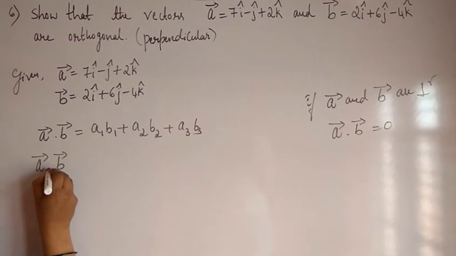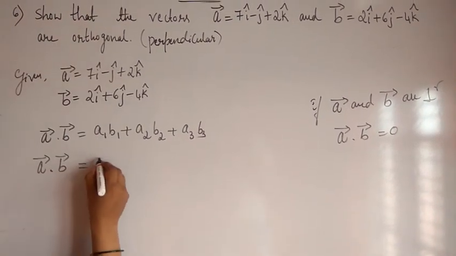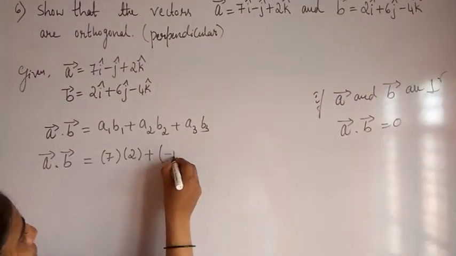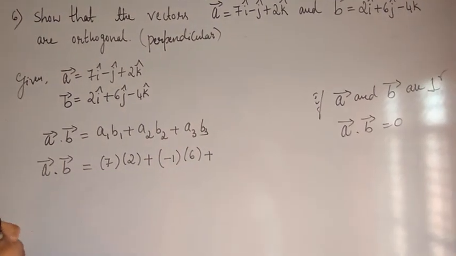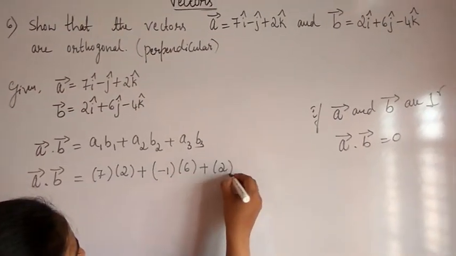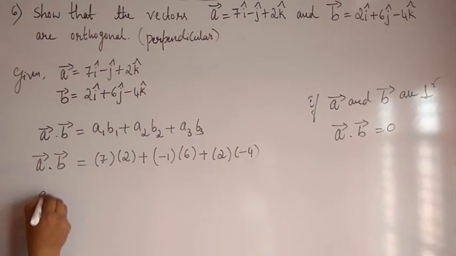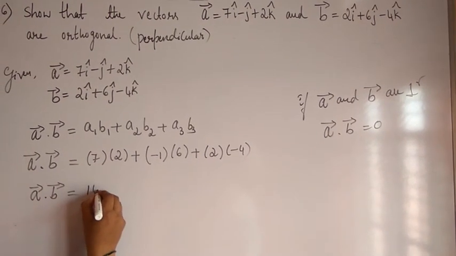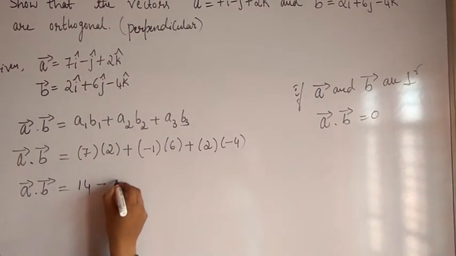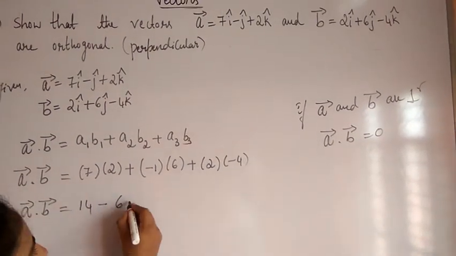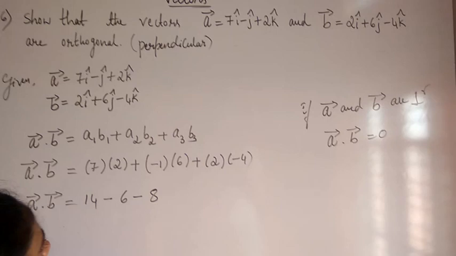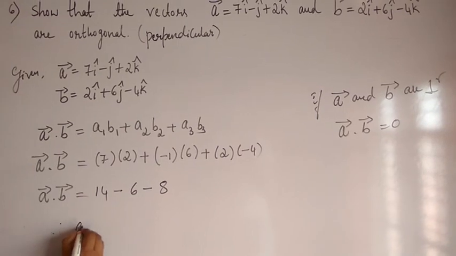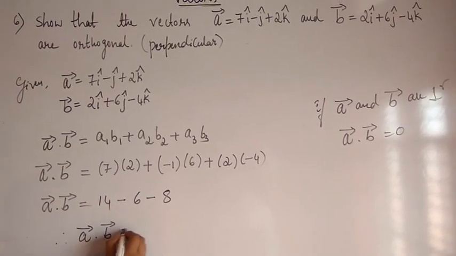Vector A dot vector B equals A1 into B1, 7 into 2, plus A2 into B2, minus 1 into 6, plus A3 into B3, 2 into minus 4. So vector A dot vector B equals 7 into 2 is 14, plus minus 1 into 6 is minus 6, again plus 2 into minus 4 is minus 8. So here 14 minus 6 is 8, 8 minus 8 is 0. Therefore vector A dot vector B equals 0.